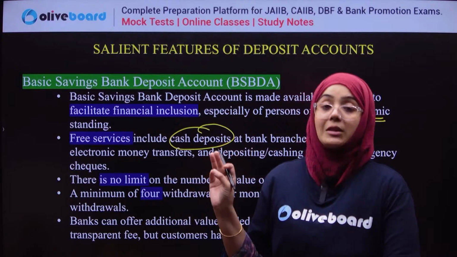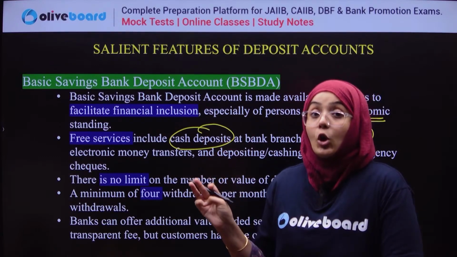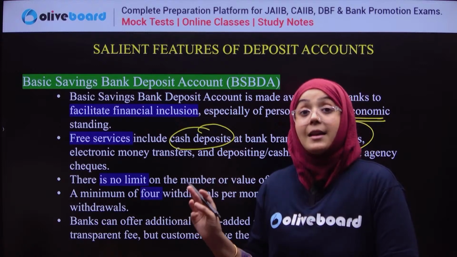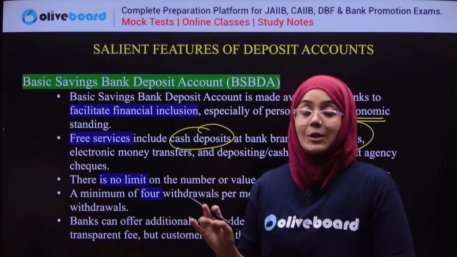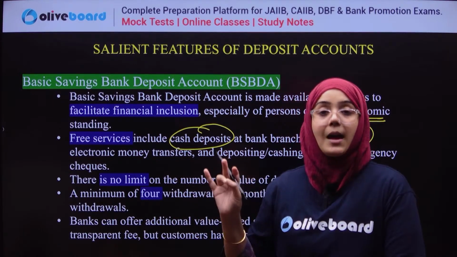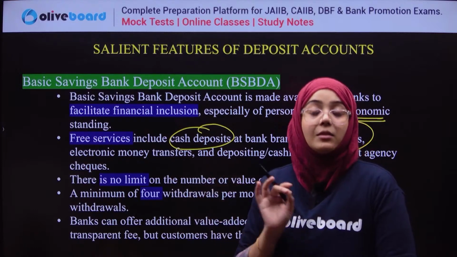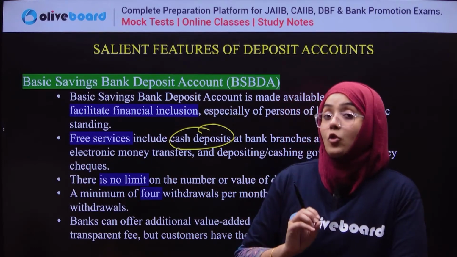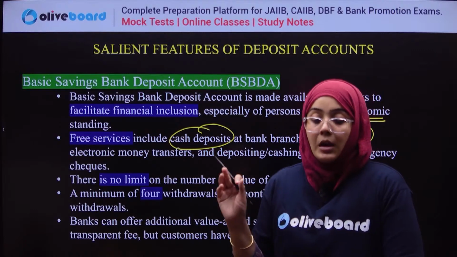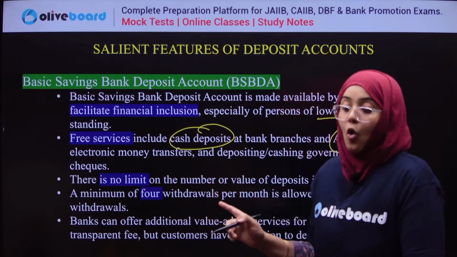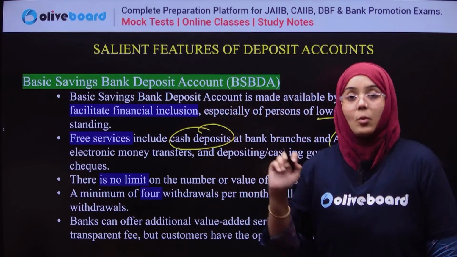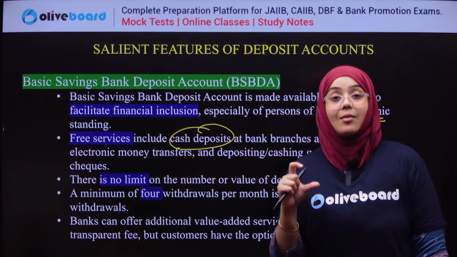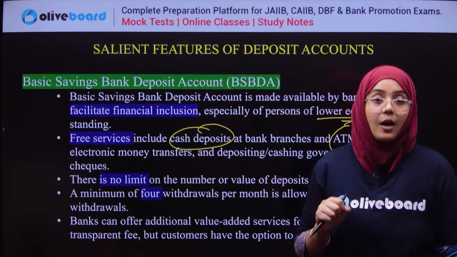First of all, it is meant for financial inclusion, to bring maximum people into the financial system of the economy. Second, it is especially for individuals who belong to the lower income category. Third, it provides certain free services like cash withdrawal, deposit, electronic money transfer, etc. Next, there is no limit on the number or value of deposits, but a maximum of 4 withdrawals is allowed per month in this account.